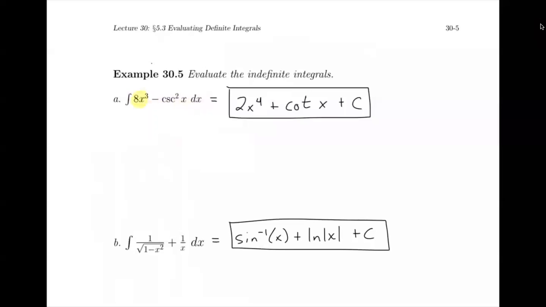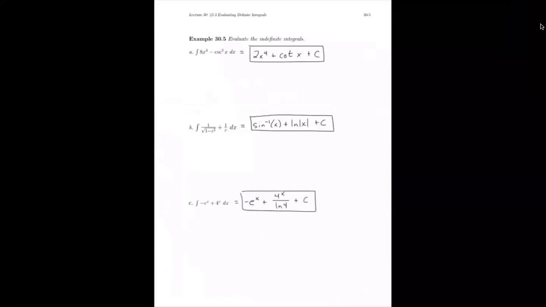8x cubed, well, we add 1 to the power 3 here, we get 4. We're going to divide this by 4, so we're going to have 8 over 4 x to the 4th. That's 2x to the 4th. I didn't write all the steps out because we can start to do these this quickly. Now, for negative cosecant squared x, this one might be harder to recall. But if I go back to the previous page and scan through here, this one happens to be on the table.